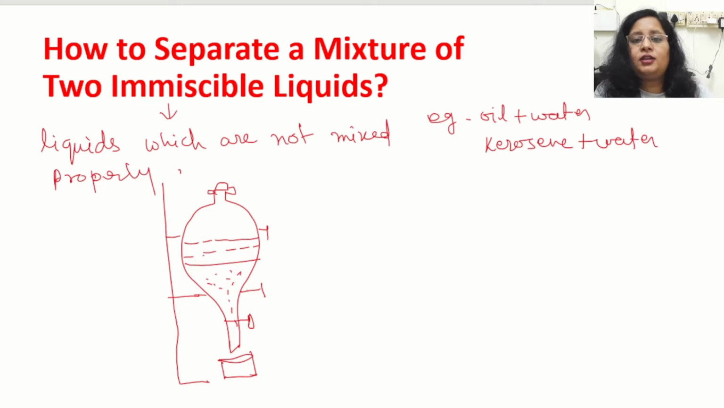After putting this and leaving it for a few hours, what will happen? The water will come to the lower level and the oil will go to the upper level. Why is this happening? This is happening because there is a difference in the densities of oil and water. So the main idea of using a separating funnel is when we have two liquids which are immiscible and have different densities, then only we can use a separating funnel to separate these two liquids.